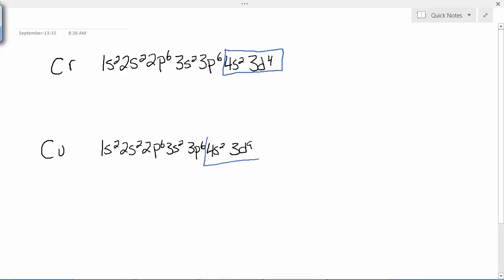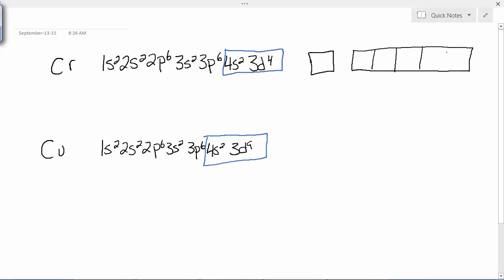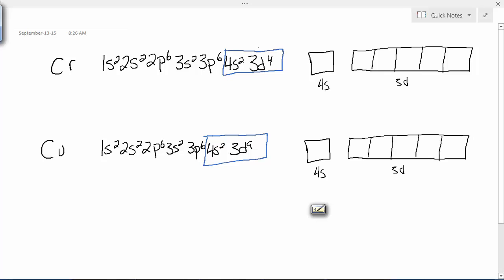Okay, I'm going to focus on the 4s2, 3d4, and 3d9 sets specifically, and I'm going to draw some orbital boxes for them here. So we'll look at chromium first. We'll look at the 3d set and the 4s, and then we'll look at the same for copper as well. Okay, so I'm going to represent the electrons with the arrows. Alright, so this is 4s2, 3d4.